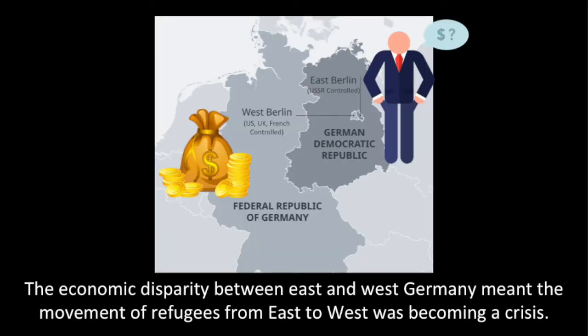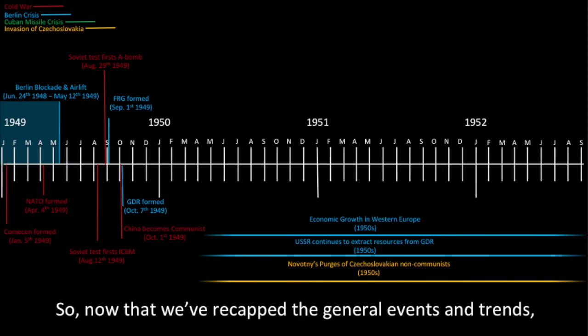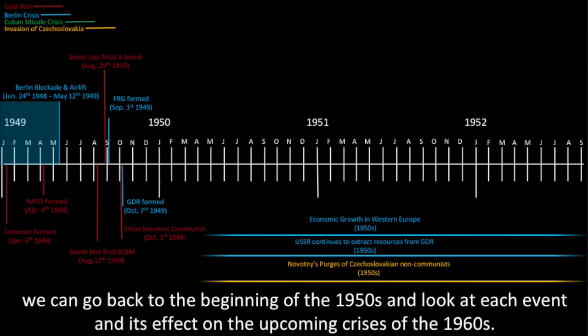The economic disparity between East and West Germany meant the movement of refugees from East to West was becoming a crisis. So, now that we've recapped the general events and trends, we can go back to the beginning of the 1950s and look at each event and its effect on the upcoming crises of the 1960s.